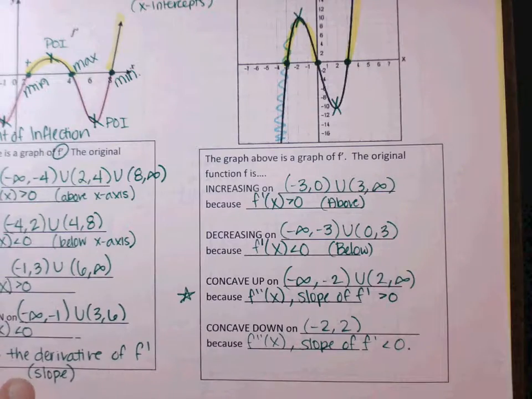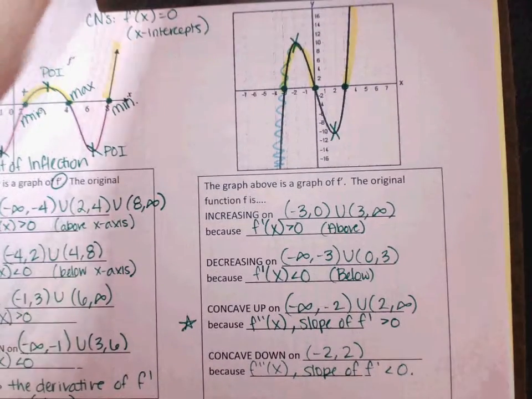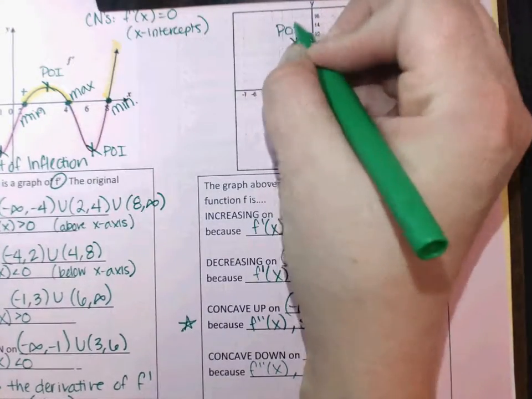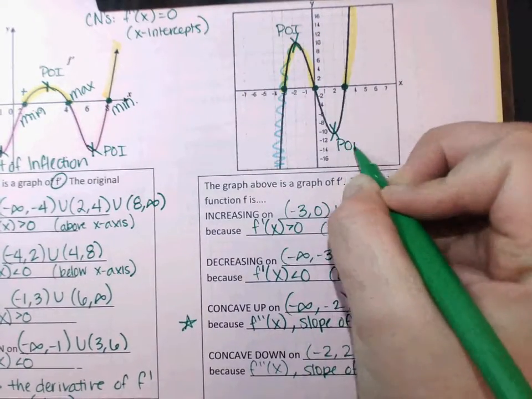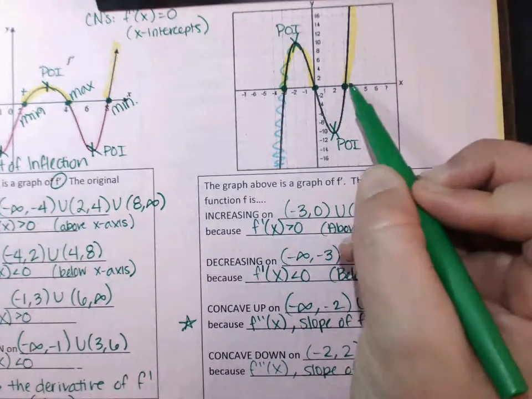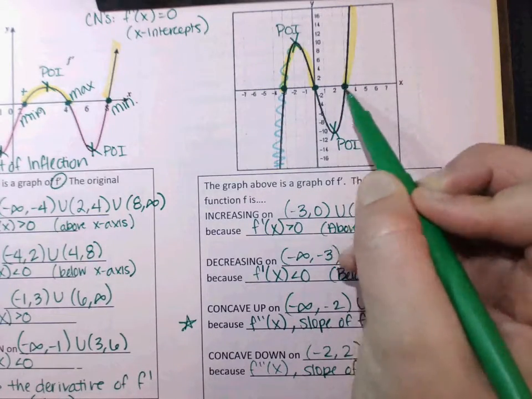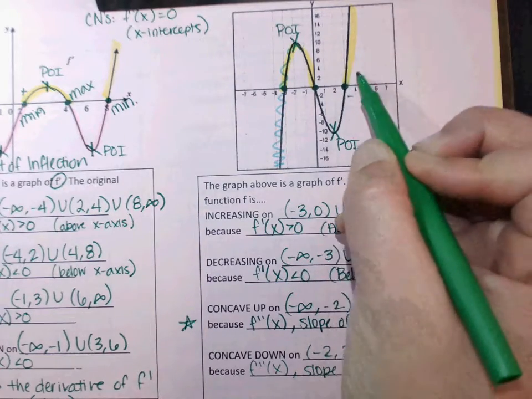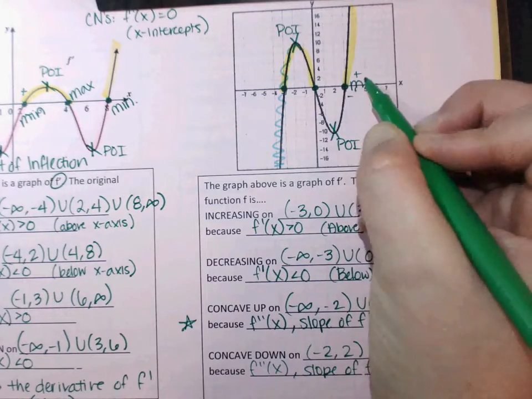Okay, so now, on here, where are my points of inflection? At the x's, so at -2 and 2. What type of critical number is 3? This one right here. A min. Okay, how do we know it's a min? Because how did it change from negative to positive? That makes it a minimum.